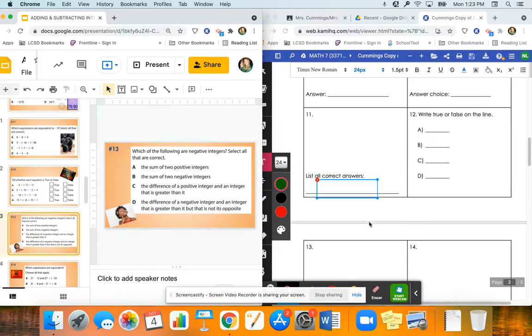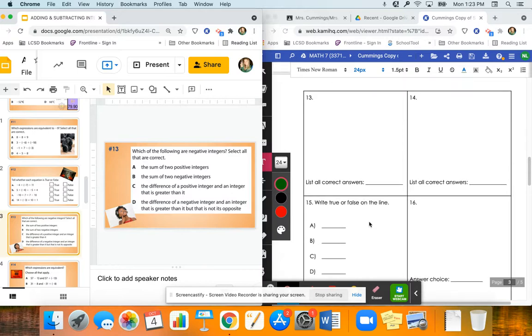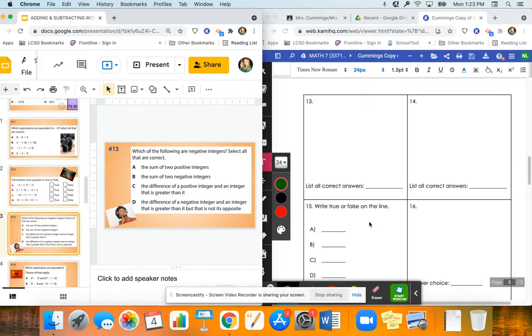Question number 13. Which of the following are negative integers? Select all that are correct. So you're listing all the correct letters that are actually true on the line. Is the sum of two positive integers negative? Is the sum of two negative integers negative?